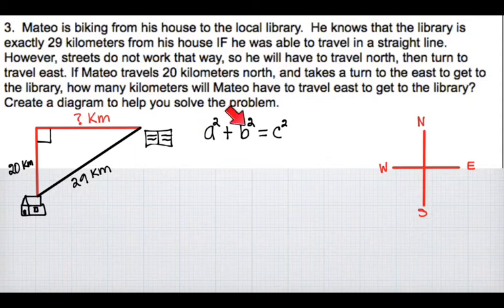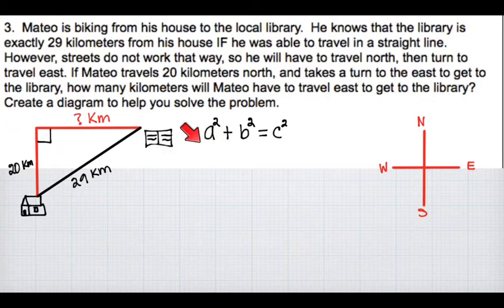Remember that a and b have to be the shorter sides. The shorter sides are the ones that create that 90-degree angle, so this one and this one. And c is the hypotenuse. The hypotenuse is always the slant, or the longest side. And you'll remember that the longest side is always facing that 90-degree angle. See? So if I set this formula up with this information, then I know that 20 has to be either A or B. It cannot be C because it's not the longest side.